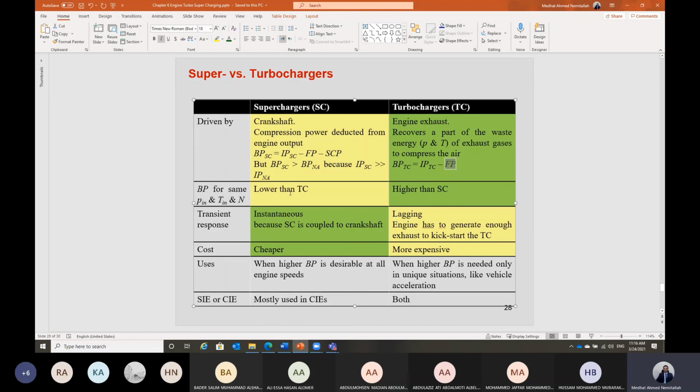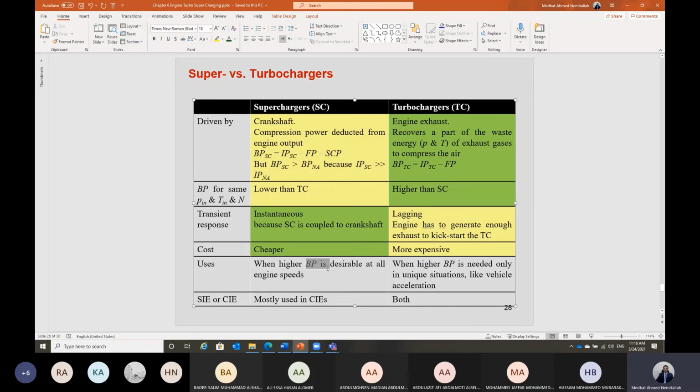Regarding the brake power, for the same intake pressure and intake temperature, the turbocharger utilizes the exhaust gases. So it should have higher brake power, because a supercharger consumes part of the brake power, which results in lower brake power of the engine. The cost is cheap in case of supercharger, but it is more expensive in case of turbocharger, because we have additional devices. Regarding lag, a supercharger can respond at part load condition, but there is lag in case of turbocharger because we need some time to generate power.